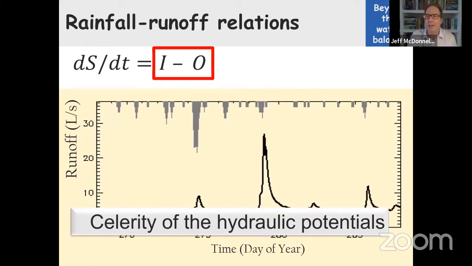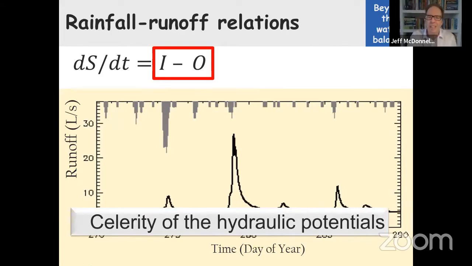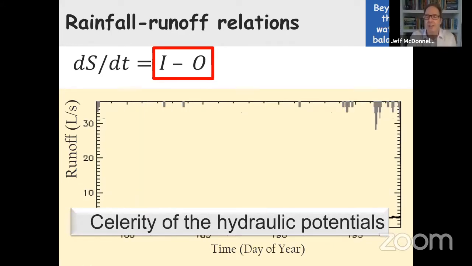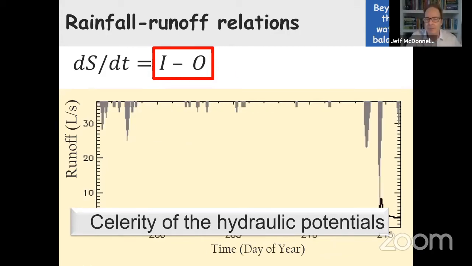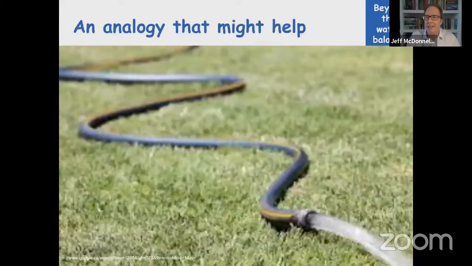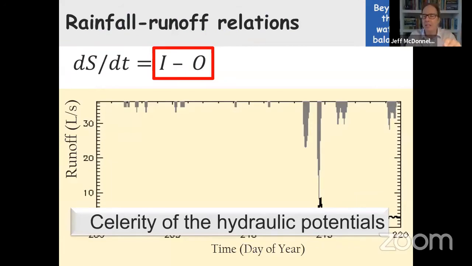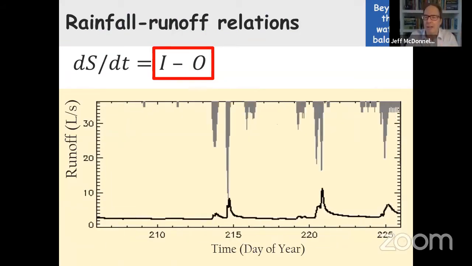The key thing, though, I want to talk about today is, what is this signal? This signal is the celerity of the hydraulic potentials moving through the landscape. In other words, this is a pressure wave response to that rainfall input. This maybe is an analogy that might help. This is like a full garden hose on the lawn in your parents' house somewhere. You lift up the end of the hose, what happens? Water immediately comes out, and that's the translation of the hydraulic potential through the hose, the celerity, the wave speed. That's what I want you to think about when you see the rainfall runoff hydrograph.